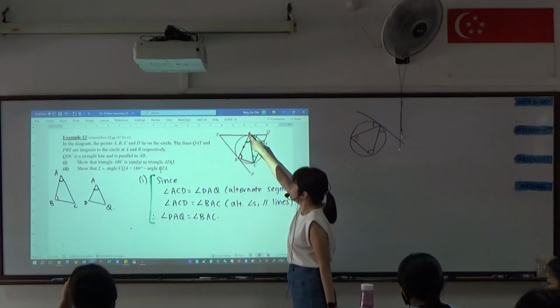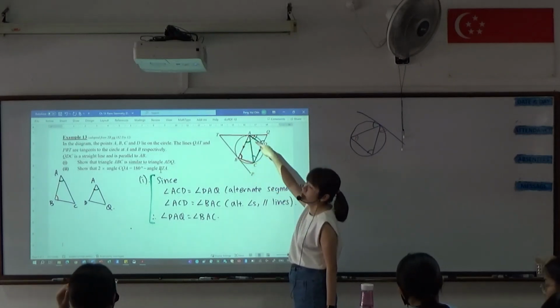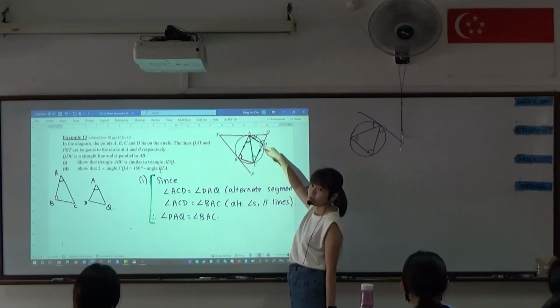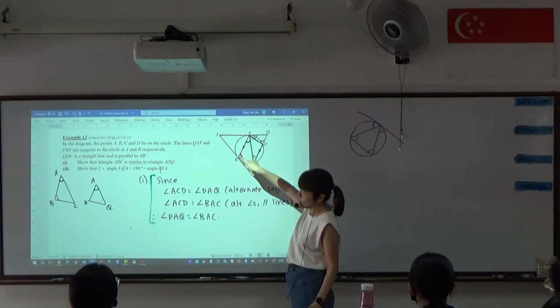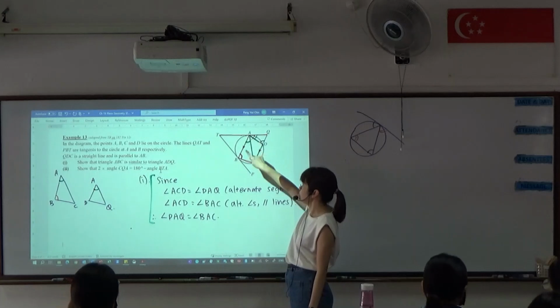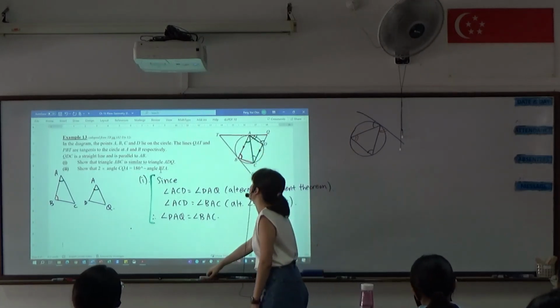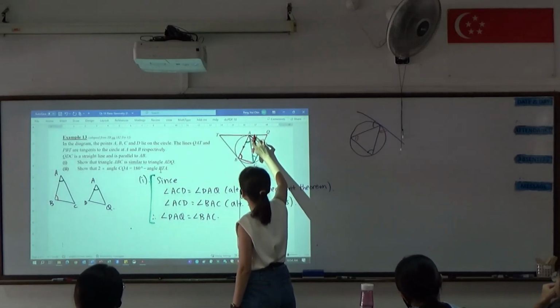Now notice that this ABCD is after all a cyclic quadrilateral also. We have angles in opposite segments. This and this angle add up to 180 degrees. So let me just erase this one.